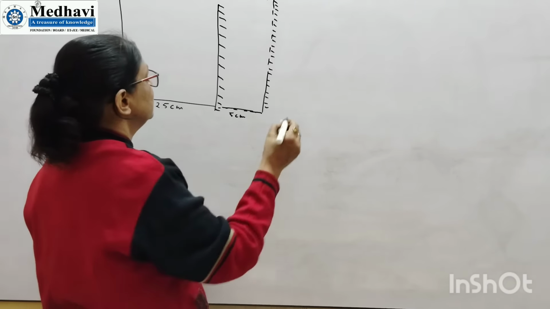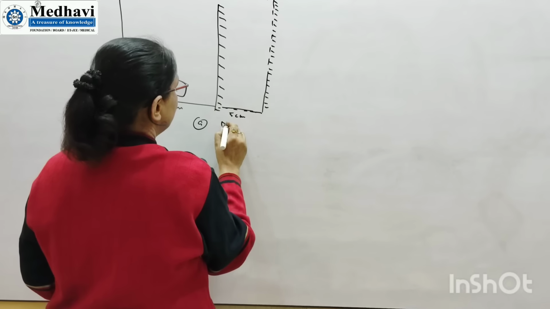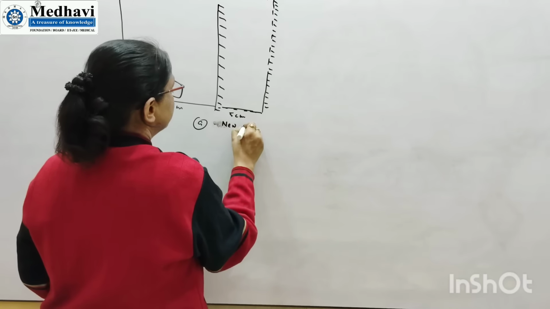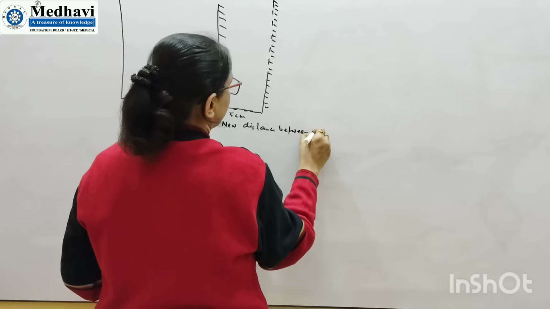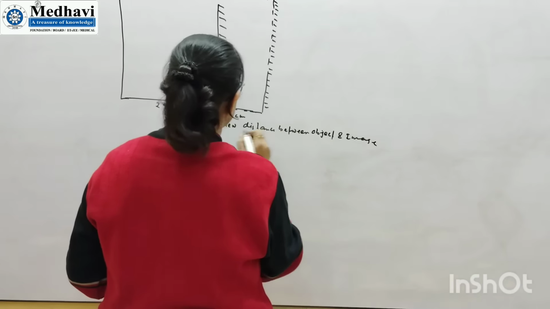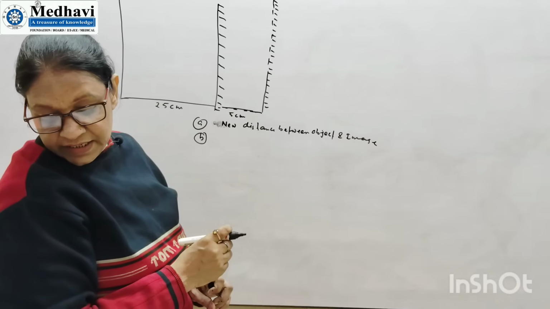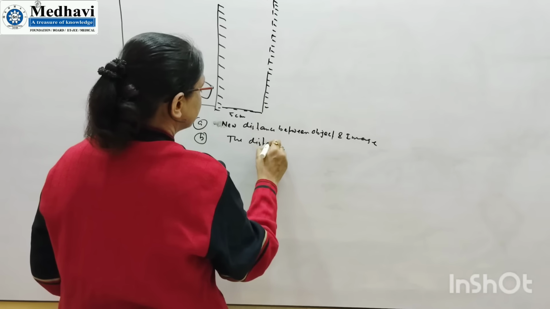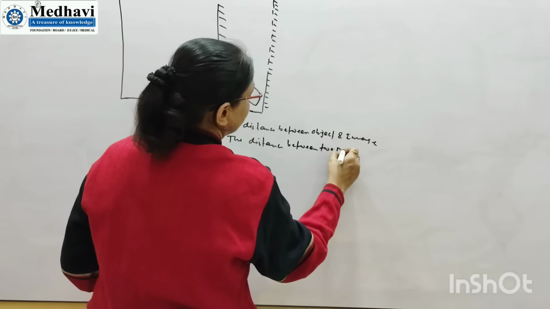So the first question is the new distance between object and image. And the second is the distance between two positions of the image.